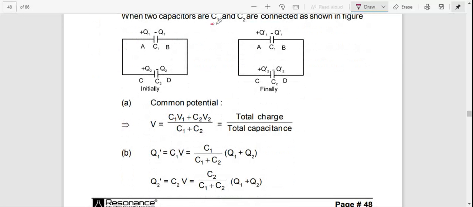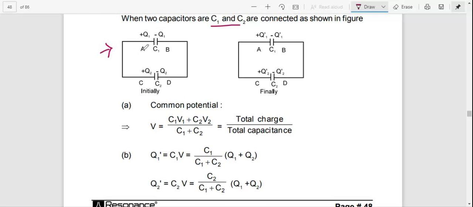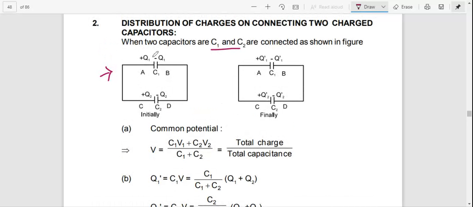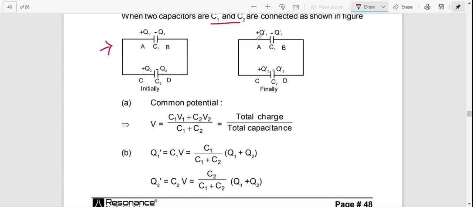So when two capacitors C1 and C2 are connected, first see this diagram. C1 and C2 are the two capacitors. Plus Q1 charge and minus Q1 charge on A and B, and plus Q2 and minus Q2 on C and D initially. And again this is the final charge: Q1 dash and plus Q2 dash and minus Q2 dash.